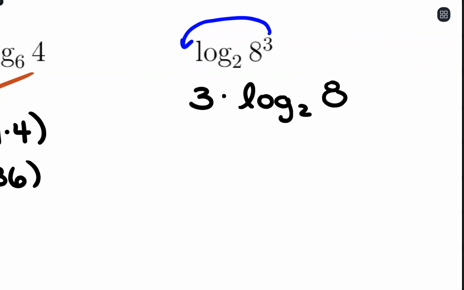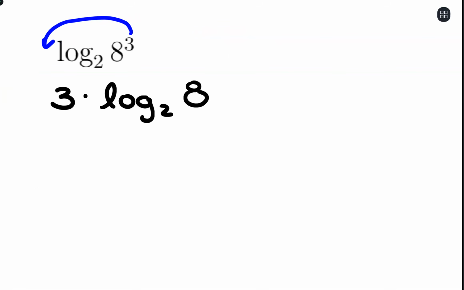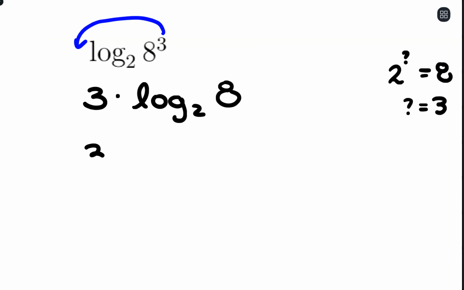And now I have something that I can simplify nicely, because what I would be asking myself is 2 raised to what power would give us 8? Well, we would need a power of 3. So we want an exponent of 3. So we end up with 3 times, and then that log base 2 of 8 we can replace with that exponent that we would need of 3. And then 3 times 3 is 9.